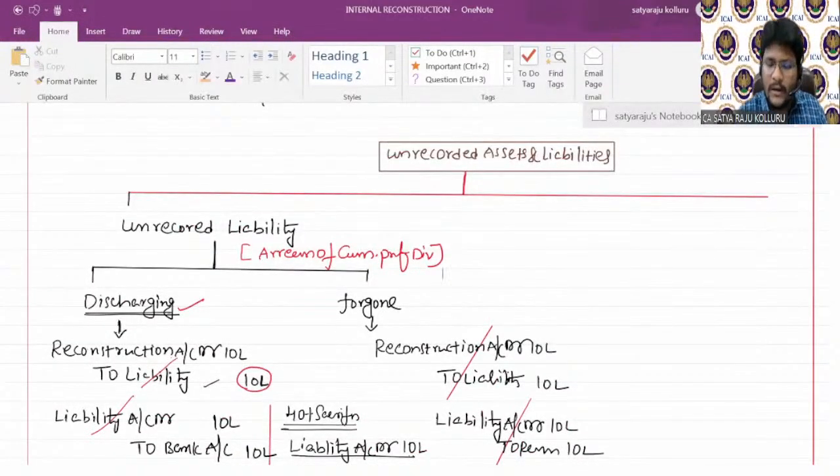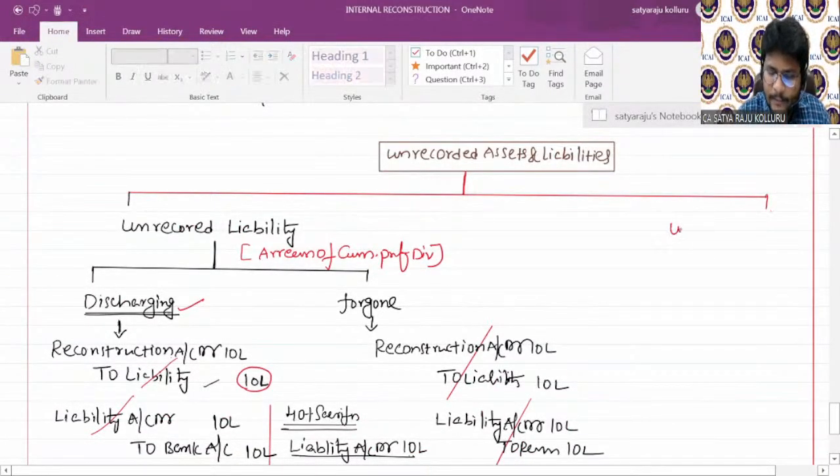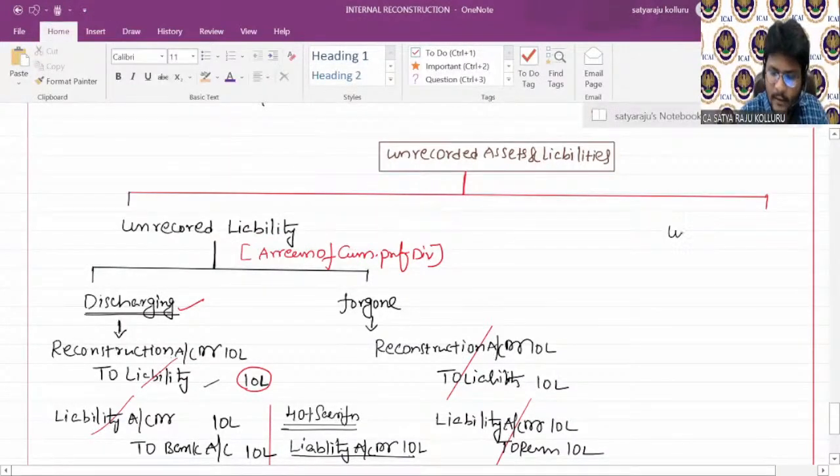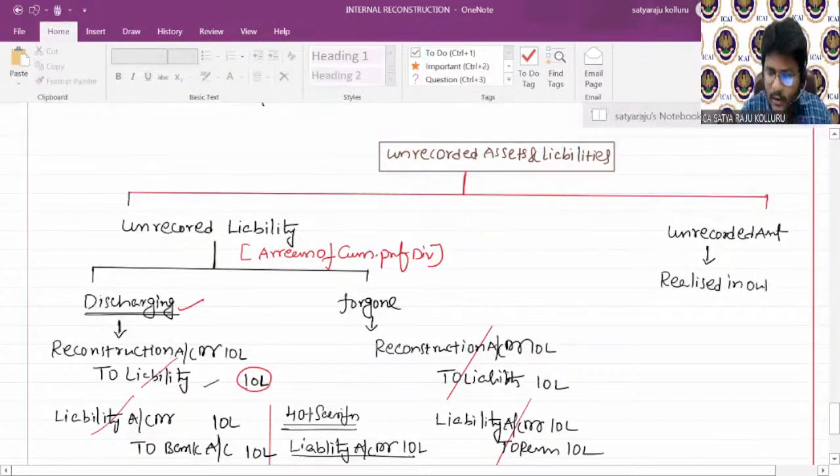Now coming to the concept of unrecorded asset. Next, the issue is unrecorded asset. In case of an unrecorded asset, it is only possible if it is realized in the outside market. If it is realized in the outside market, then what is the general entry, sir? Bank account debtor to realization. Direct entry I am passing.